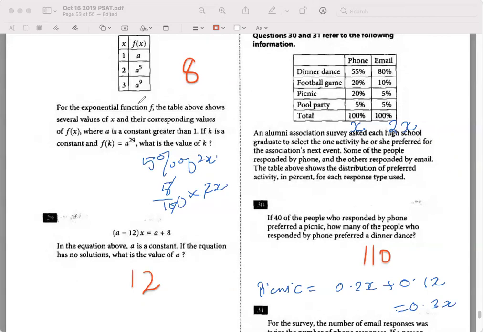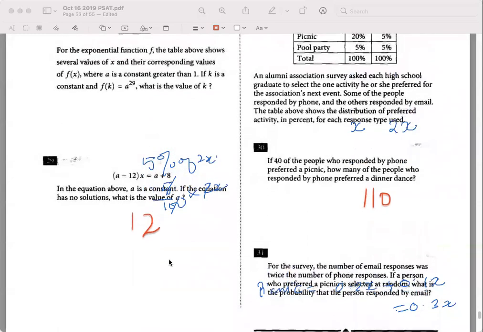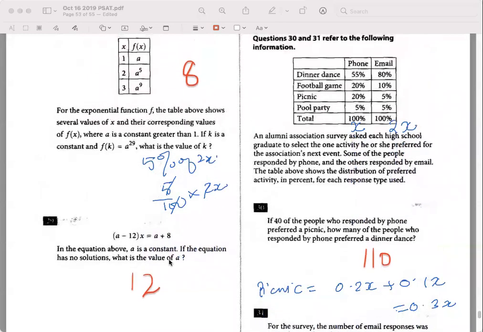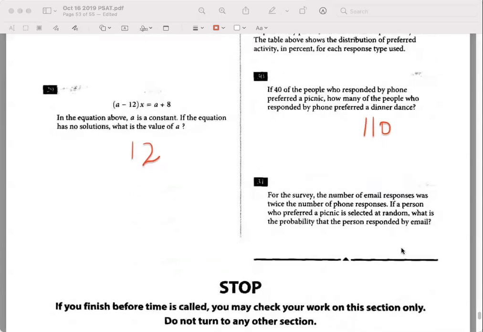Now, out of the total number of people who prefer a picnic, what is the probability that the person responded by email? So we know that this is phone and this is email, right? So 0.1X is email and the total is 0.3X. So the required probability is 1 by 3. So that is going to be 1 by 3.